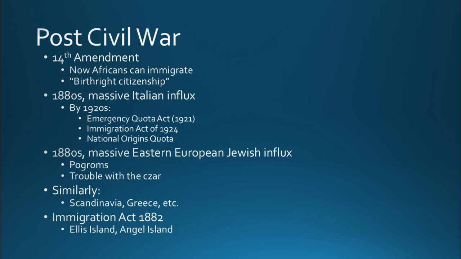Post-Civil War, we talked about the Asian immigration. Let's get back to Europe. So who do you have coming over? Well, 1880s, you begin to get a massive Italian influx. What happened?